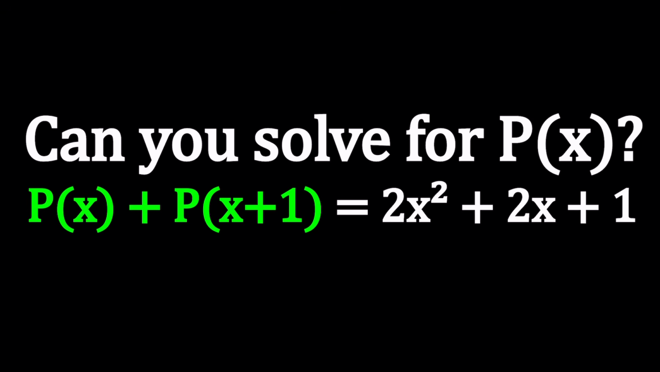Hello everyone. In this video we're going to be solving a nice problem with polynomials. So we're given that p of x plus p of x plus 1 is equal to 2x squared plus 2x plus 1. And we are supposed to solve for p of x, which means we're going to find an expression in terms of x for p of x.